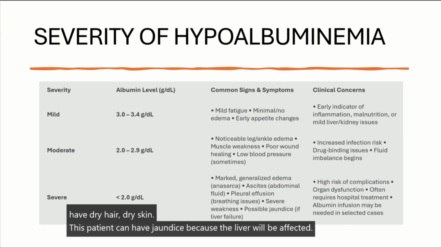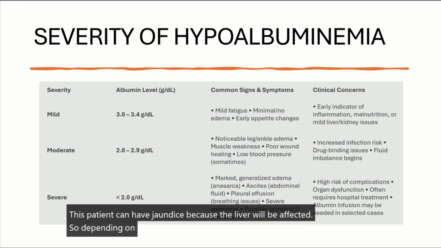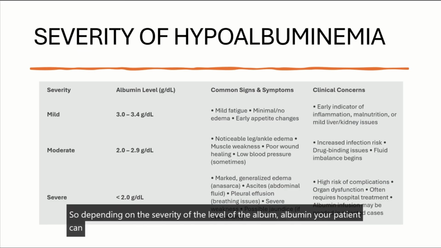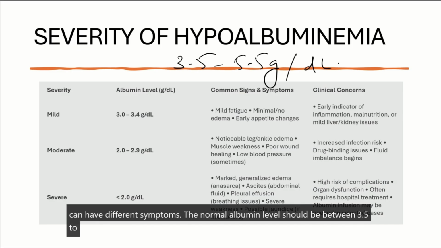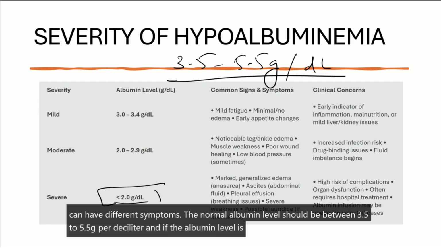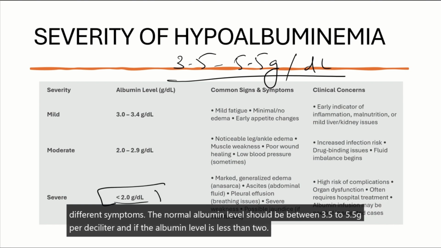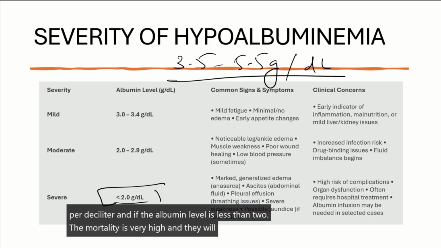So depending on the severity of the level of the albumin, your patient can have different symptoms. The normal albumin level should be between 3.5 to 5.5 grams per deciliter, and if the albumin level is less than 2, the mortality is very high and they will have severe symptoms.